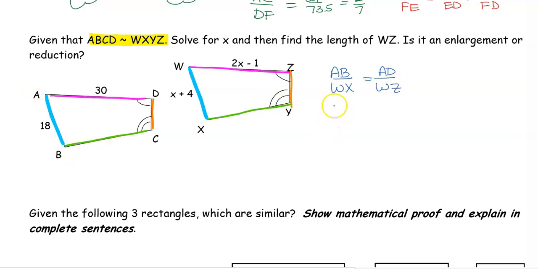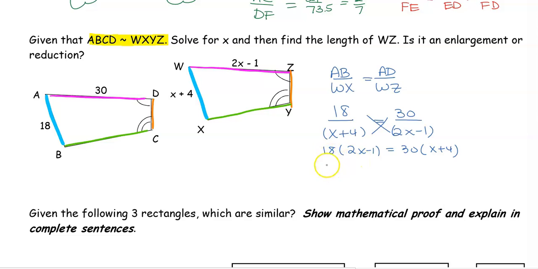So I can write AB, which is 18, corresponds to x plus 4, and 30 over 2x minus 1. So I just wrote a proportion using the ratio of two corresponding sides. Now we solve this proportion, which we know how to do. So it's 18 times 2x minus 1. Remember, anytime there's more than one number, we put parentheses around it, equals 30 times x plus 4. We distribute: 18 times 2, 36x, 18 times negative 1, negative 18, 30x plus 120.